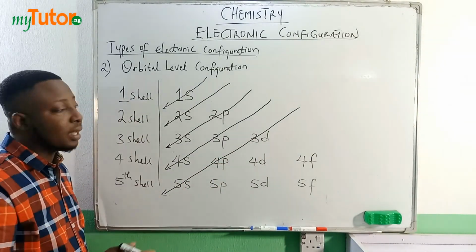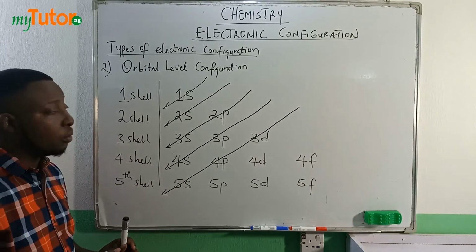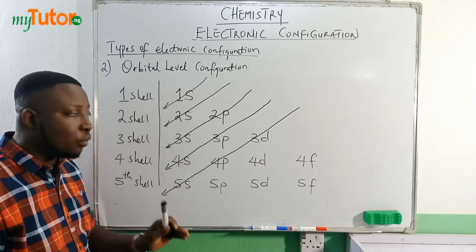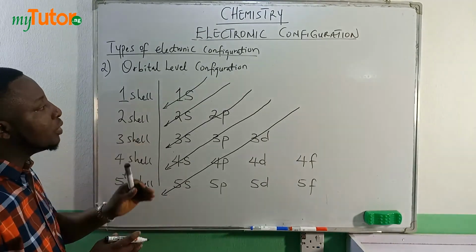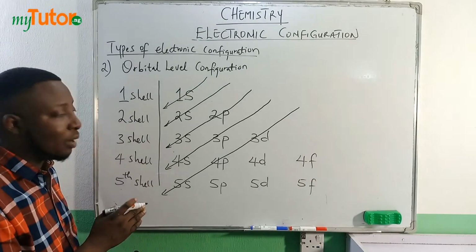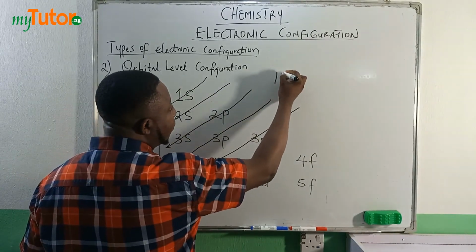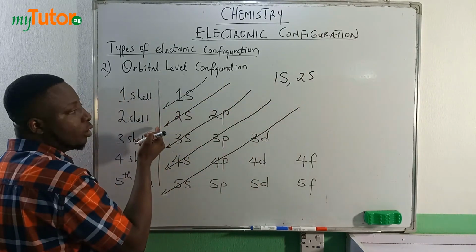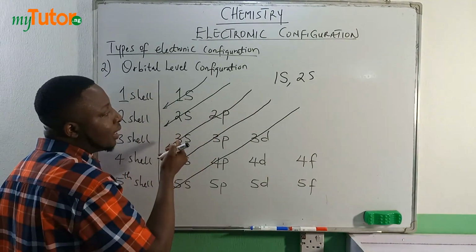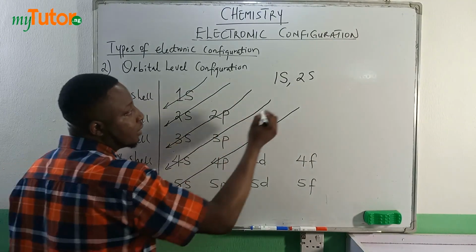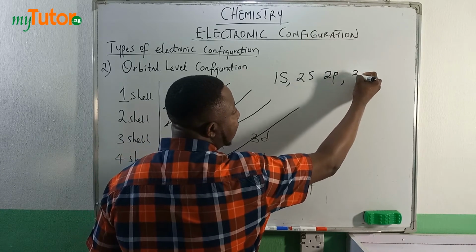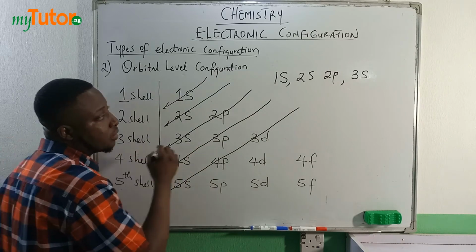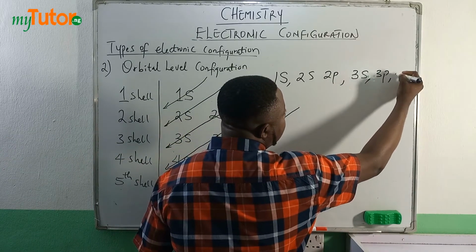So in that pattern, once we have drawn the arrow, we will now follow the direction of the arrow to write out the configuration. So from the direction of the arrow, the first orbital is going to be the 1s orbital. That will be followed by the 2s orbital, because that's the next orbital. The third orbital is going to be the 2p before the 3s, the 2p, the 3s. They are followed by the 3p orbital before the 4s, the 3p, the 4s.